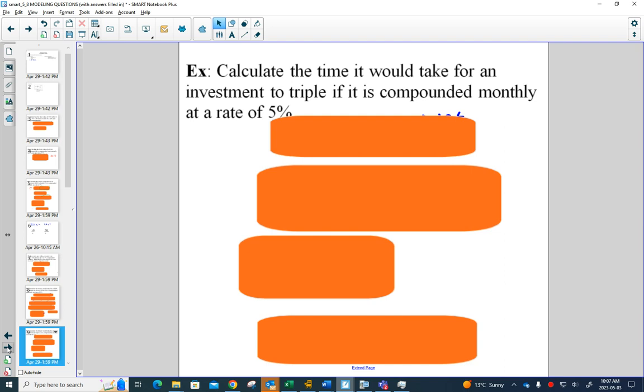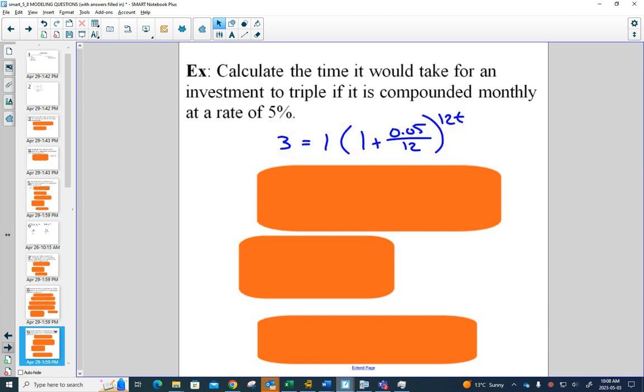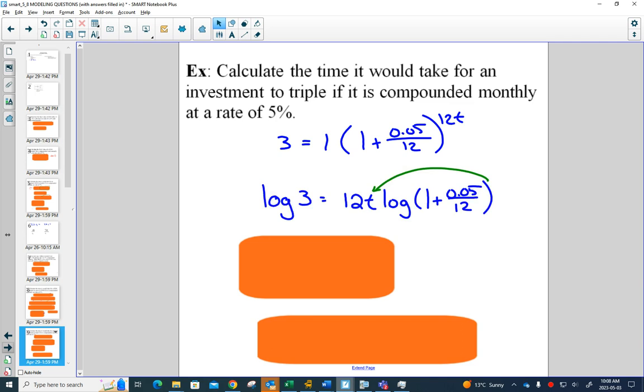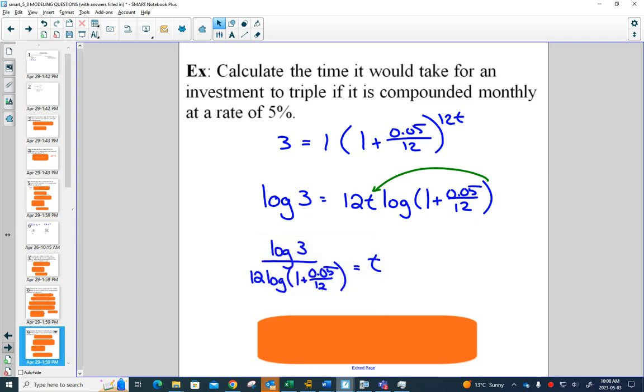Now, the tricky part in this one is it doesn't tell you how much, right? So you actually are allowed to make up a value. You could pick $1 and it could triple to 3. You could put $2 and it triples to 6. No matter what value you pick, you should just have 3 after you simplify. If you pick 10 and 30, when you divide both sides by 10, you would just get 3 equals. And now we're solving for the exponent. So we take the log of both sides, use your log laws to get t by itself.